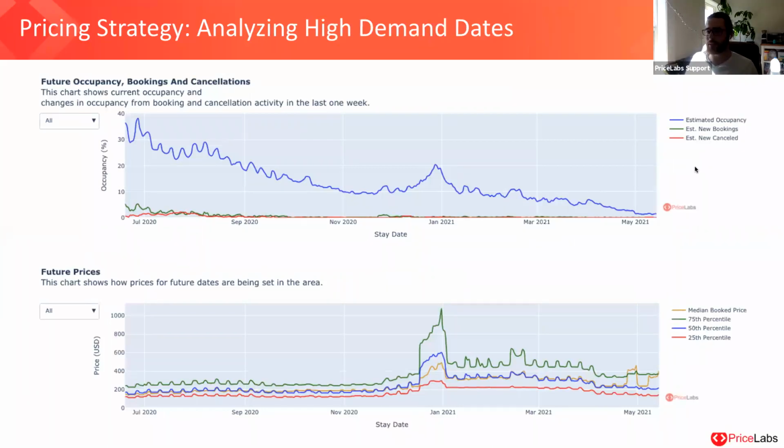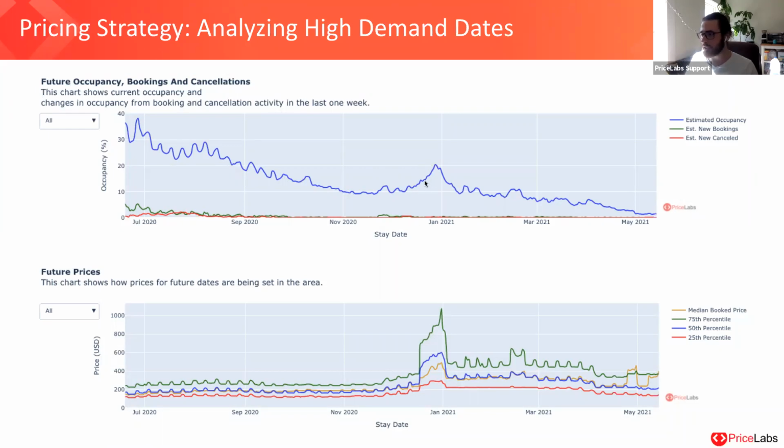Perfect. And then the last one here is looking at these high demand dates. As we were saying earlier, lots of events that were scheduled are getting canceled, lots are getting rescheduled, and there are lots of holidays in the future where it might still be in limbo what's happening with bookings. Future occupancy, bookings and cancellations are great for seeing what dates are booked into the future and what bookings look like. They can also help you analyze how people have been changing their price.